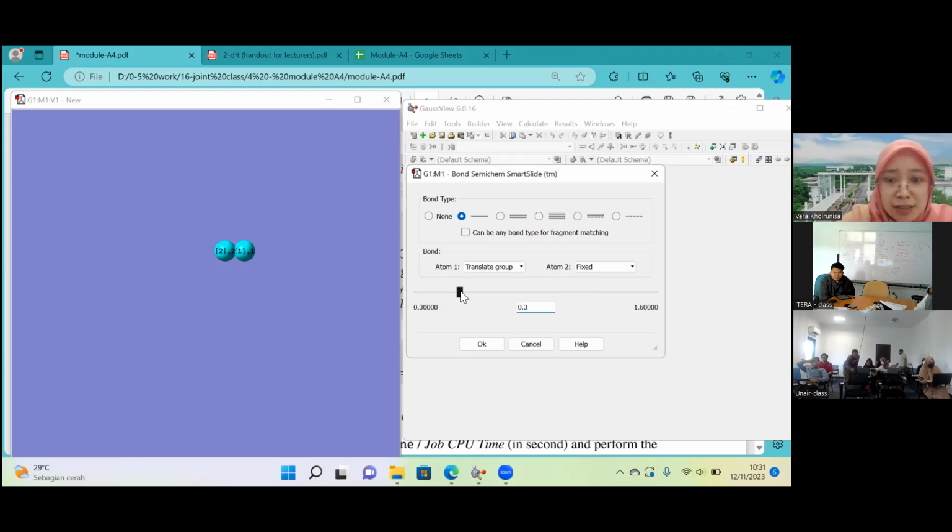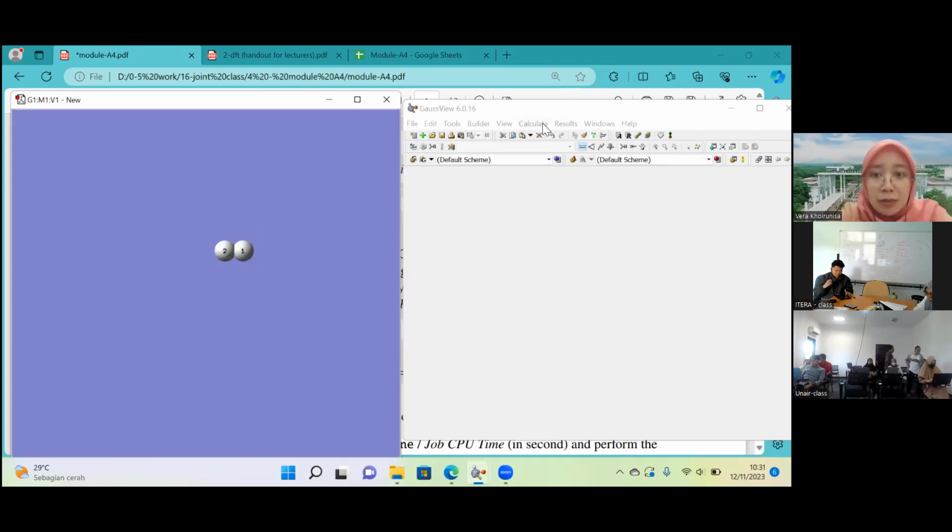So if we increase the distance, for example 0.9, you'll see the distance in here also becomes higher. Okay, so we will start at 0.5 and then okay.